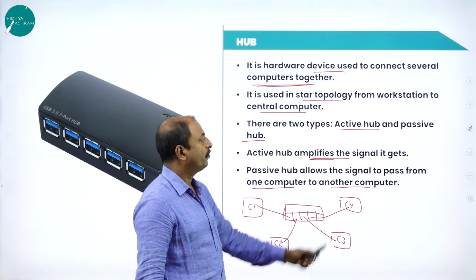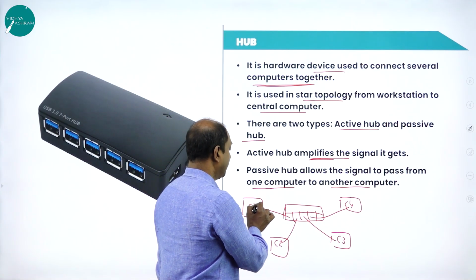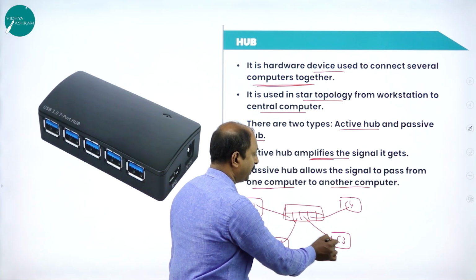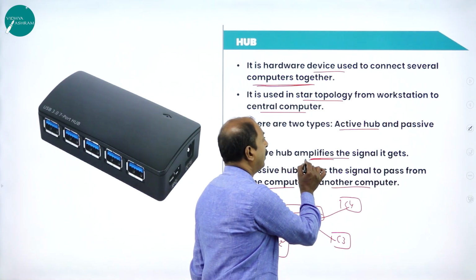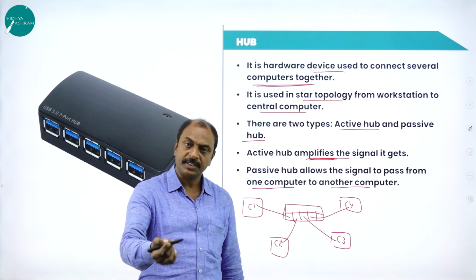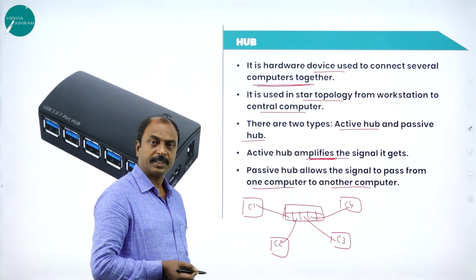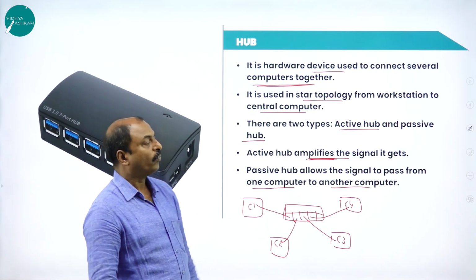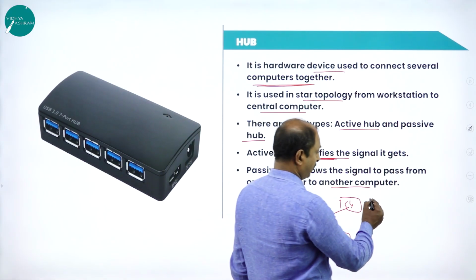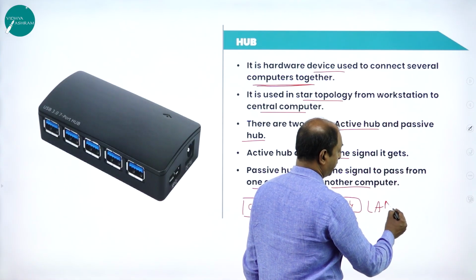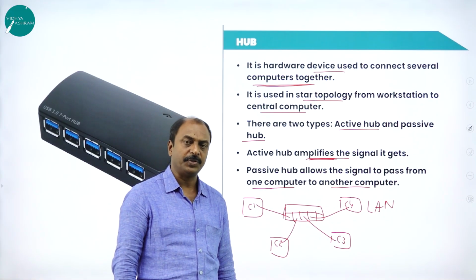Generally, for any signal from one computer to another computer, the passive hub just passes the signal from one computer to another through this hub. But if you look at the active hub, it is going to amplify, that means it is going to strengthen the signal, or improve the quality of the signal received from one computer to another computer. So this is one of the network devices, that is hub. Normally we are using this in a LAN network. Suppose we have a local area network, there we are using a hub to connect different computers in a computer network.